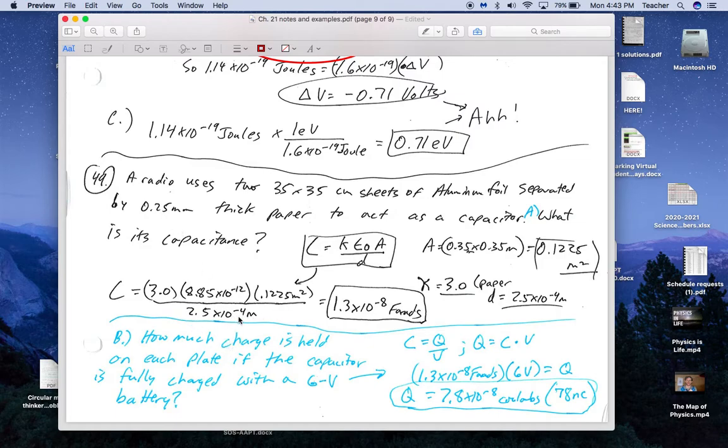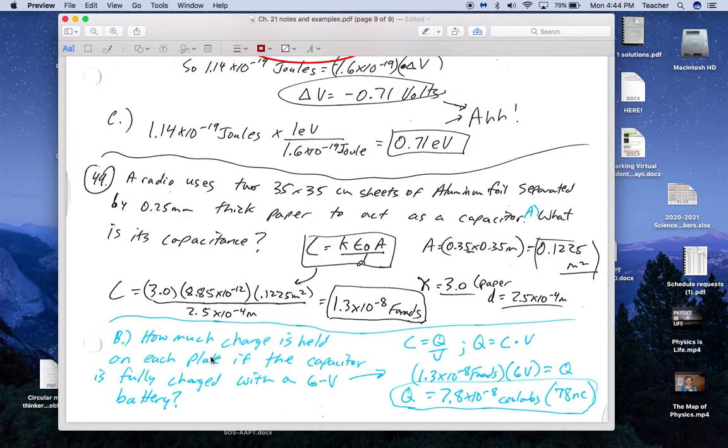That's 0.25 millimeter. So I get that the capacitance we're looking at is about 1.3 times 10 to the negative 8th farads, or 13 nanofarads. The farad is a huge unit of capacitance. We will be using capacitors in labs in class that have 1 farad of capacitance, so they're very big.